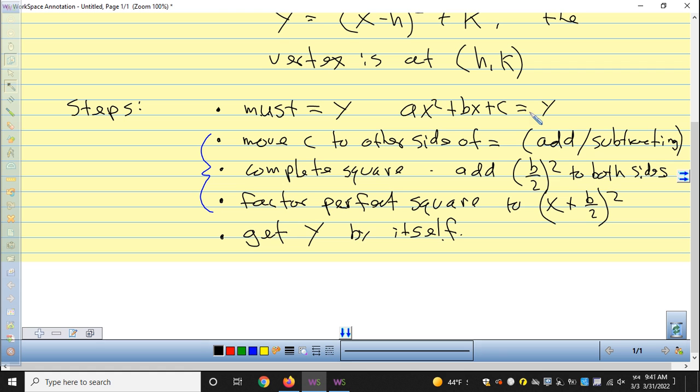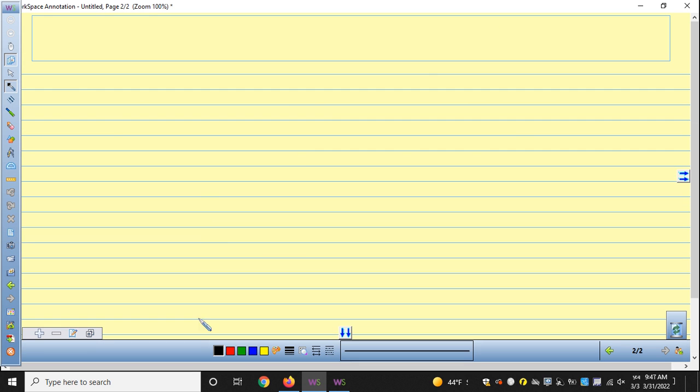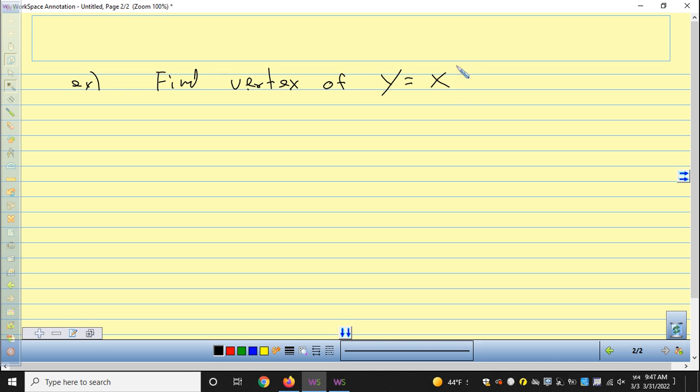All right, so questions on our steps. Okay, let's look at a couple of examples. We want to find the vertex of y equals x squared minus 4x minus 1 by completing the square.